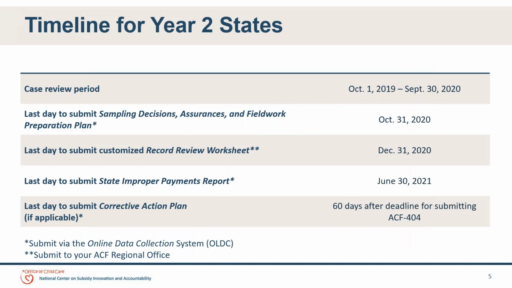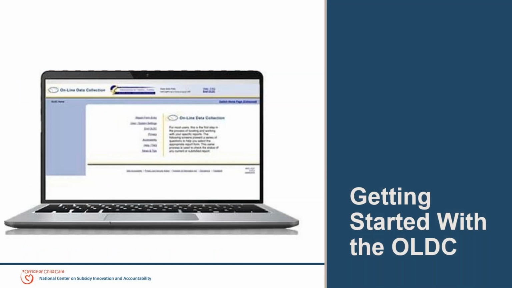Before we jump into the OLDC, let's take a quick look at the Year 2 timeline. If we move down to row 4, we're almost at the finish line and submitting the State Improper Payments Report, or ACF404. This report is due June 30th, so what's that, 35 days from now? Today's webinar is going to focus on that 404 report. Now I'm going to turn it over to Janae to talk us through getting started with the OLDC.